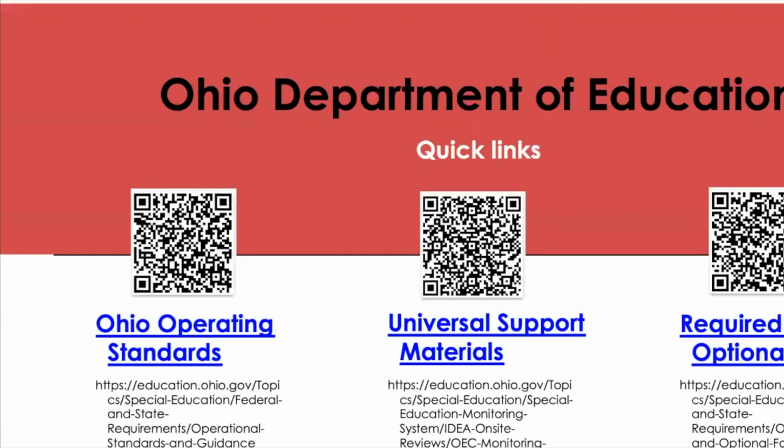So the quick links that we will have embedded into the slide deck when you receive this is a link to the operating standards. Ohio's operating standards are the legal guidance that oversee all of special education. It is a document that is pulled right out of the Ohio Revised Code and the Ohio Administrative Code, and all of the requirements under state and federal regulations that school districts in Ohio are expected to follow.